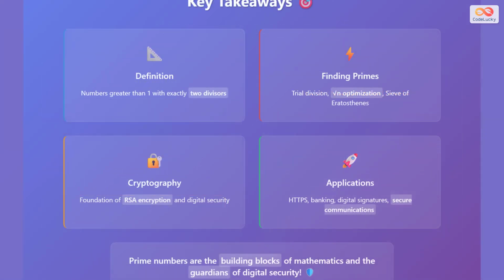Let's summarize the key takeaways about prime numbers. Prime numbers are numbers greater than 1 with exactly 2 divisors. To find prime numbers, we can use trial division, square root optimization, and the Sieve of Eratosthenes. Prime numbers are the foundation of RSA encryption and digital security. They are used in real-world applications such as HTTPS, banking, digital signatures, and secure communications. In conclusion, prime numbers are the building blocks of mathematics and the guardians of digital security.